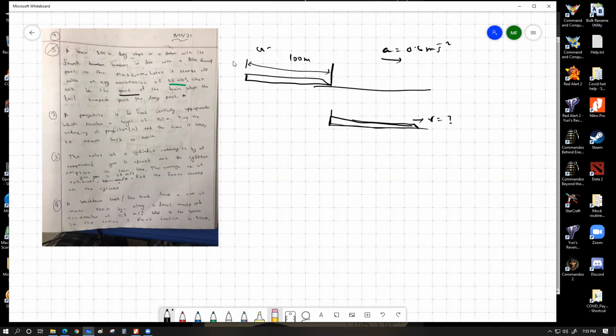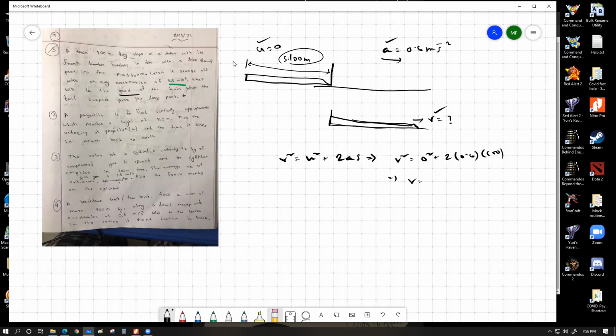Initially the train is starting from rest. It says that a train stops in the station, which means initially it was at rest. So we have the acceleration available and the initial velocity available. We want to find the final velocity, and the total length the train will cover in this process is 100 meters, so this distance equals 100 meters. We can go for the fourth equation, which is v squared equals u squared plus 2as. Placing it directly, we get v squared equals 0 squared plus 2 into 0.6 into 100.